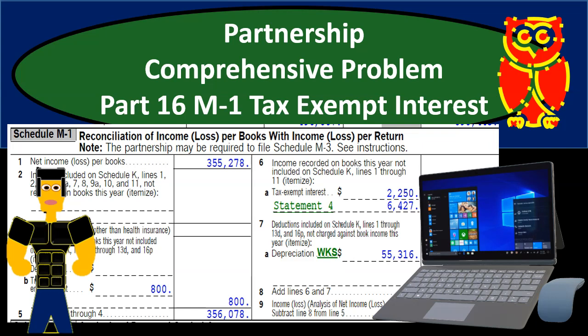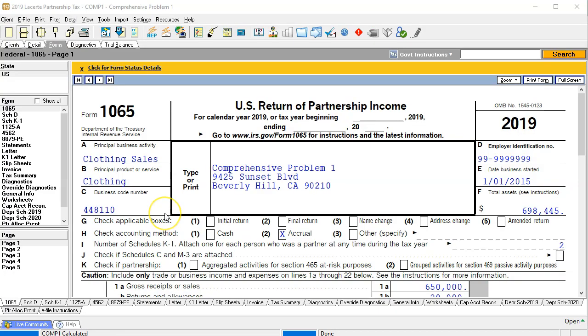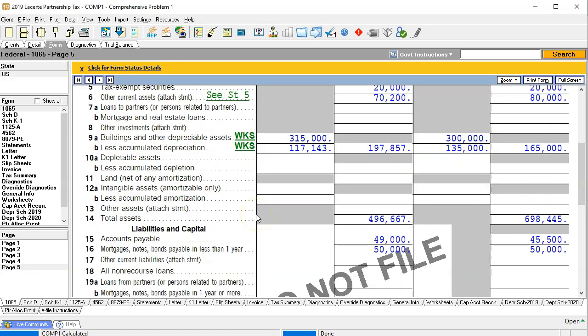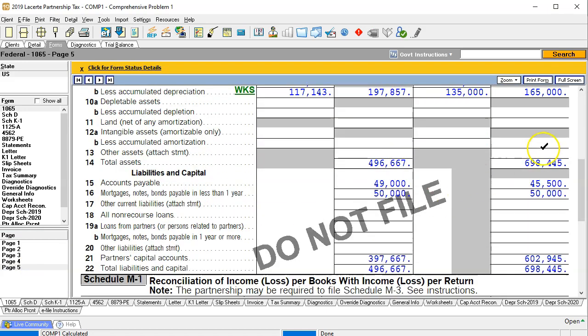In this presentation, we will take a look at part 16 of our comprehensive partnership problem, this time looking at an M-1 adjustment related to tax-exempt interest. Here is our Form 1065. We're going to go on down to the last page, which is going to be page 5. Consider if we are in balance before we make the adjustment. We are in balance, so now we're going to go forward with the adjustment.